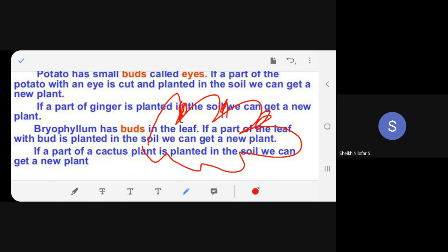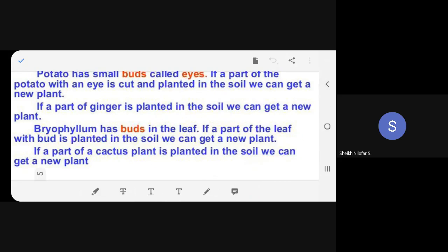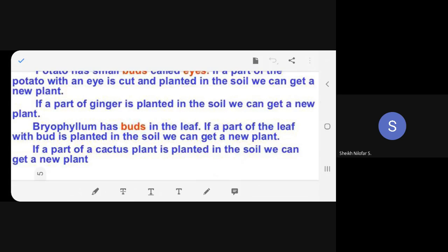Just now I talked about this leaf, remember? This is called the bryophyllum leaf. Now these are the buds. At the notch they have got buds. From these buds, a new plant will come up. So if I cut this part and put it in the soil, I get a new plant. This is called bryophyllum. Which is the name of the plant? Bryophyllum.